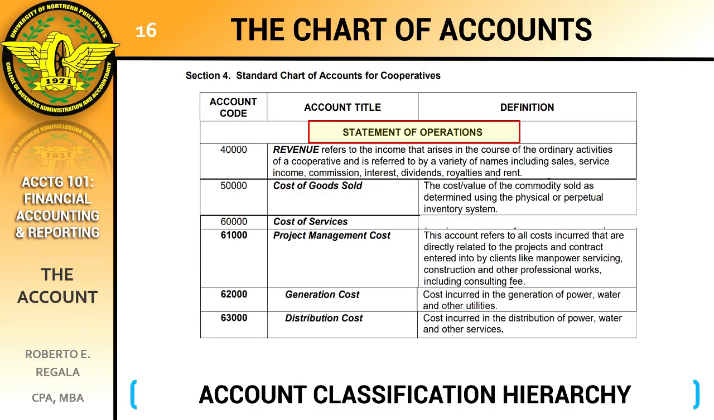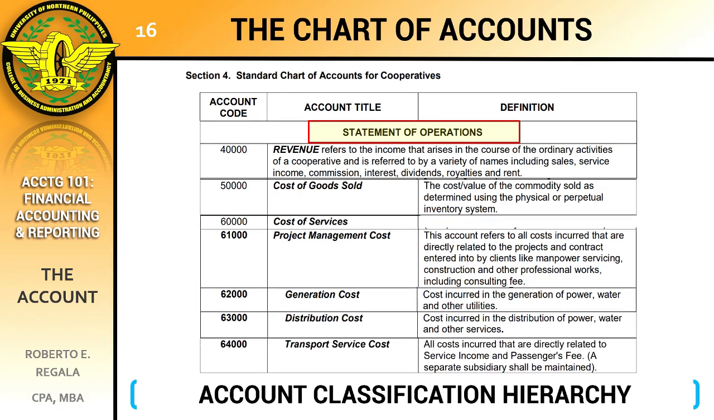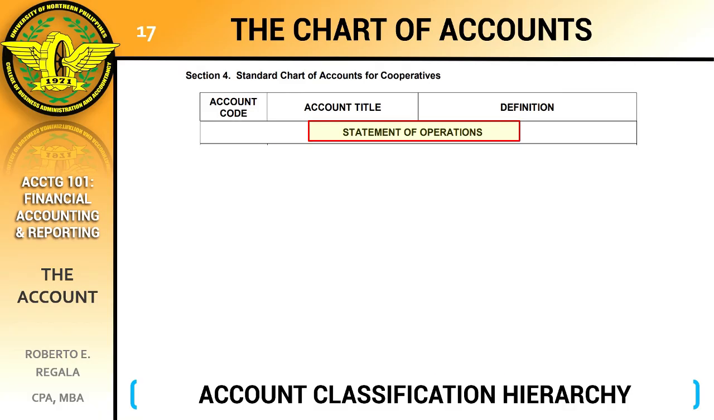Generation and distribution costs, which are costs specific to entities engaged in the distribution of power, water, and other utilities. And lastly, transport service cost, which are costs incurred that are directly related to service income and passengers' fee of a cooperative engaged in the transportation business.